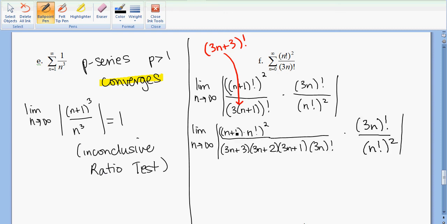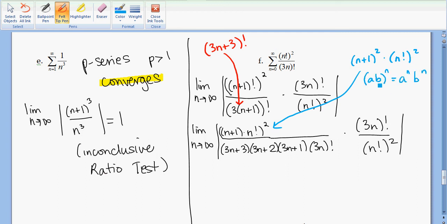Okay, so let's look at a couple things. First of all, in the numerator we have n plus 1 times n factorial, right? That's what our n plus 1 factorial is. This quantity squared. Since it's a product, I can write this as n plus 1 squared times n factorial squared. The property I'm using of exponents there is if I have a product of a times b to the nth power, that will equal a to the n times b to the n.